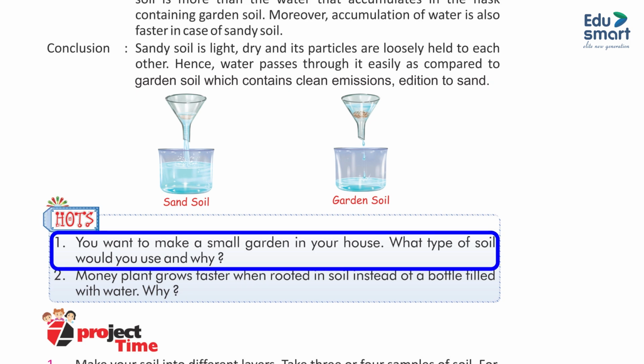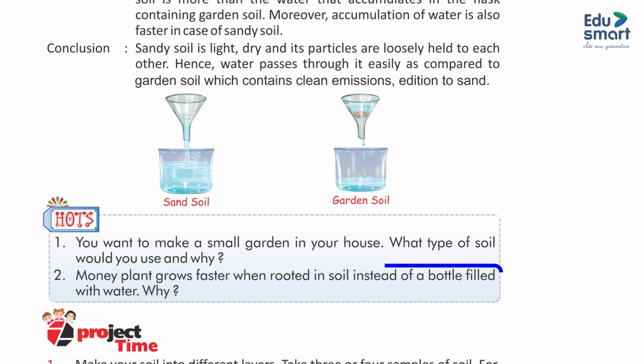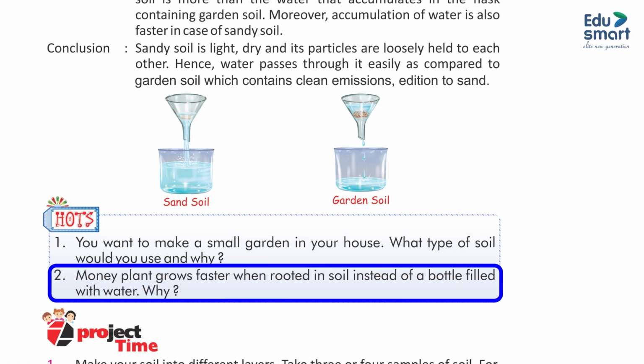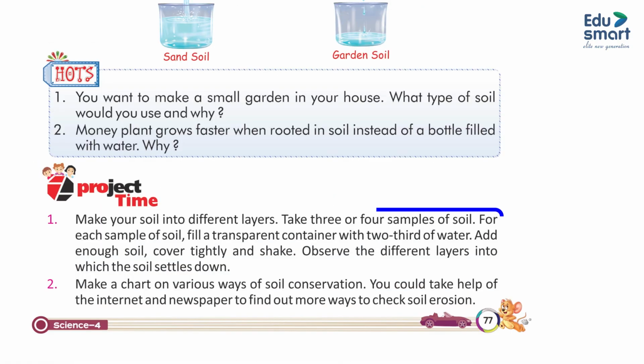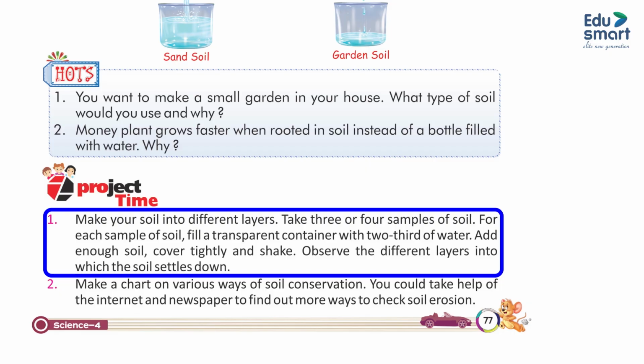Thoughts: 1. You want to make a small garden in your house. What type of soil would you use and why? 2. Money plant grows faster when rooted in soil instead of a bottle filled with water. Why? Project time. 1. Make your soil into different layers.